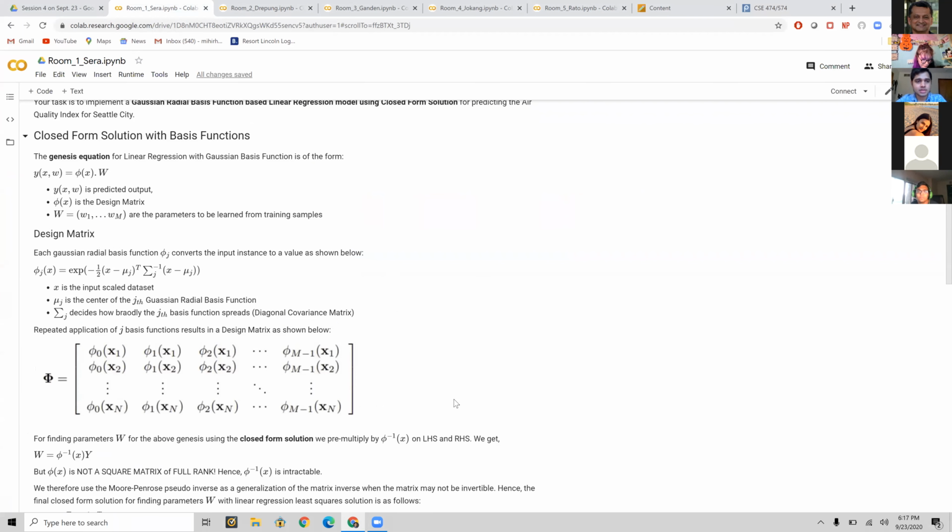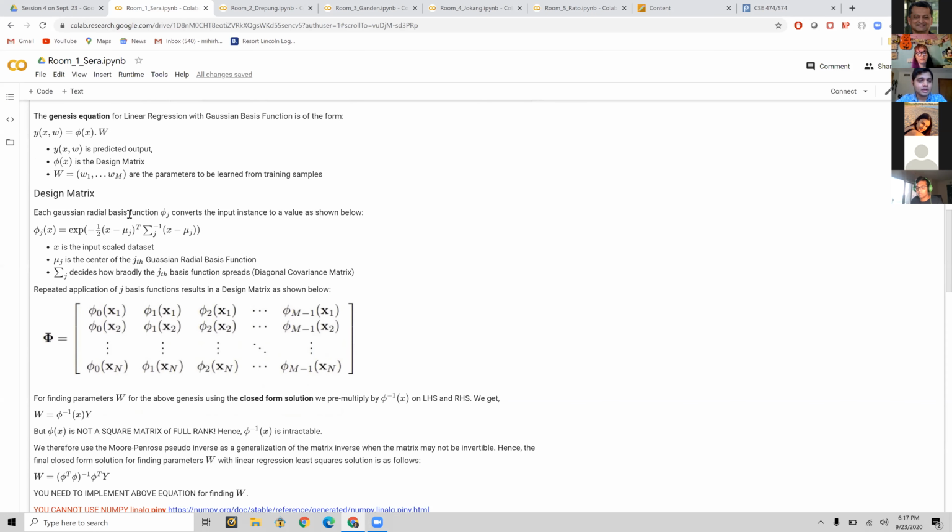So what changed since last time? The genesis equation will change. Last time we had the genesis equation of the form y equals x times w, so it's basically a function of the original features x and w. But in basis functions, the change that has to be made is, instead of taking the original feature x, we transform it using j basis functions, and hence we have phi of x. Now, the dimensionality of phi of x will depend on how many basis functions you have. So if you have, let's say, 3 basis functions, then the dimensionality of phi of x would be n times 3.